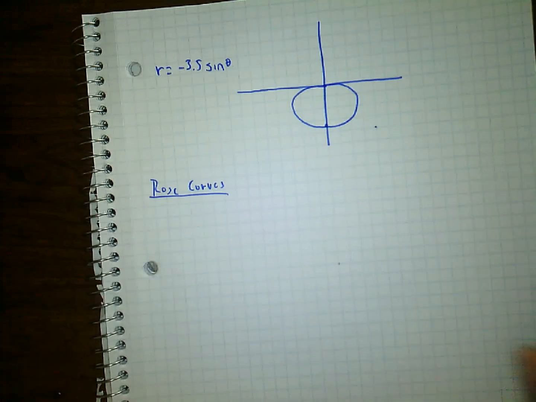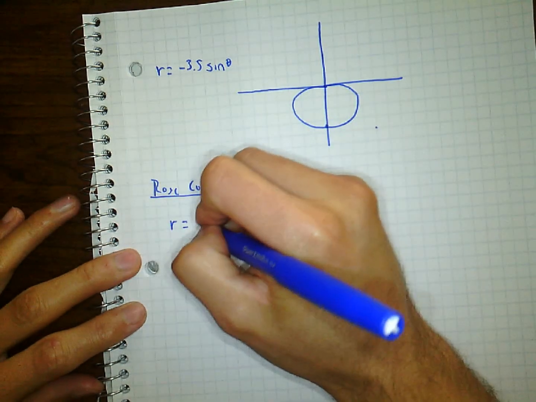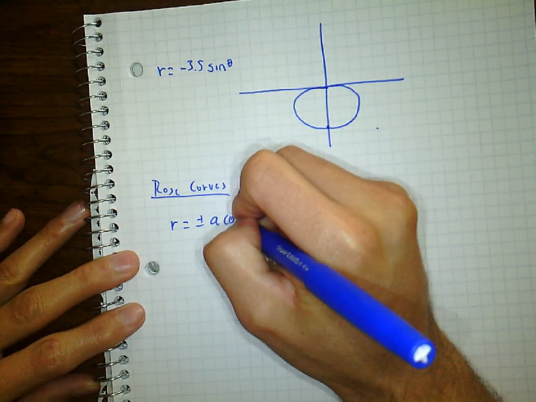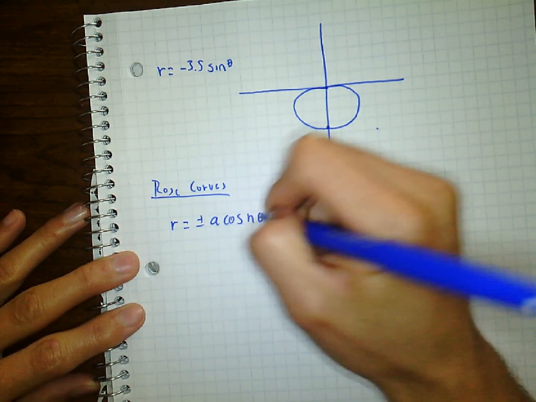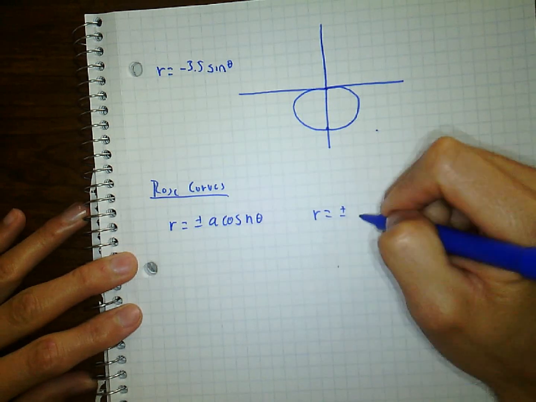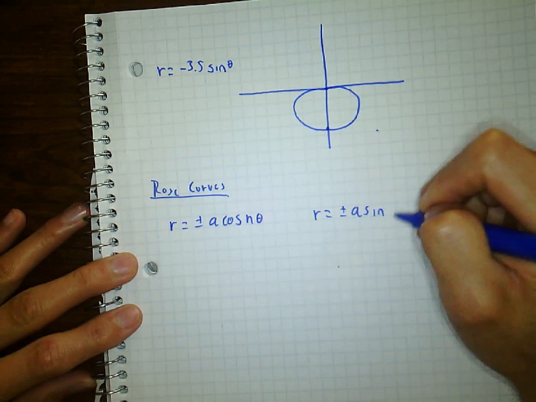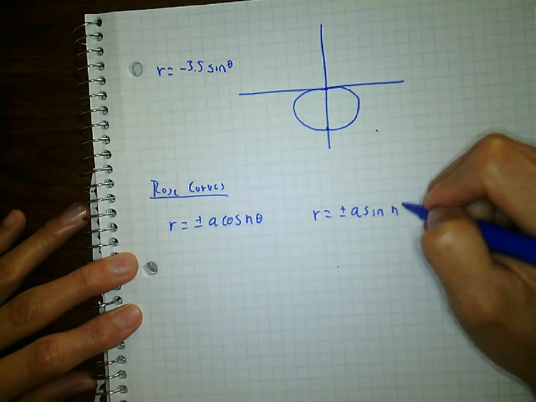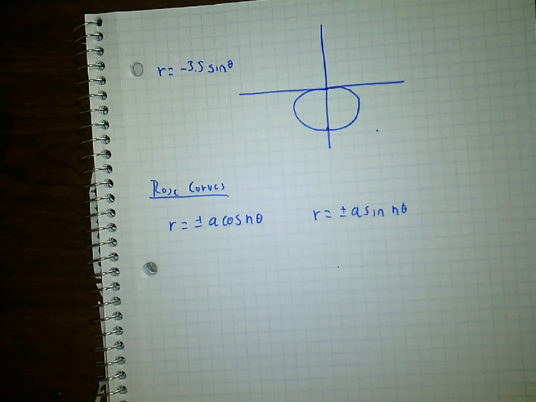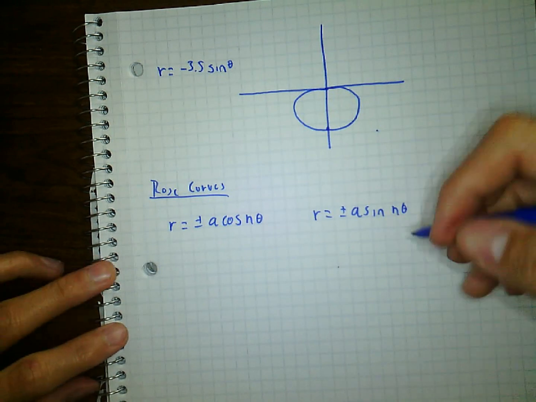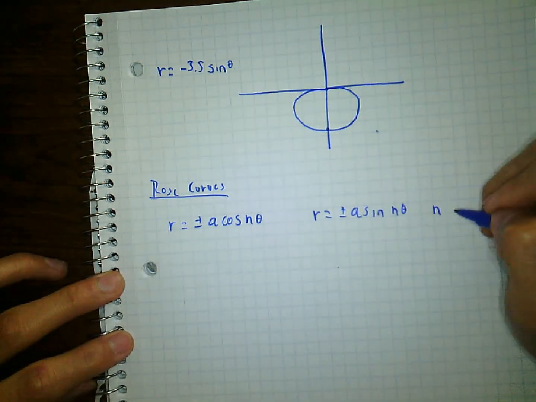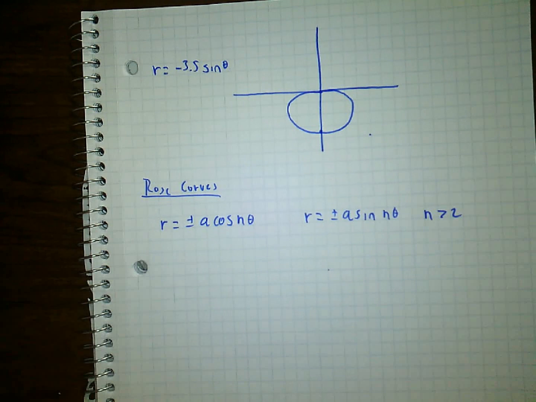Rose curves have the form r equals plus or minus a cosine n theta, or r equals plus or minus a sine n theta. Now, there's something peculiar about this, where n has to be greater than 2. Okay? Now, let's talk about why that is true.